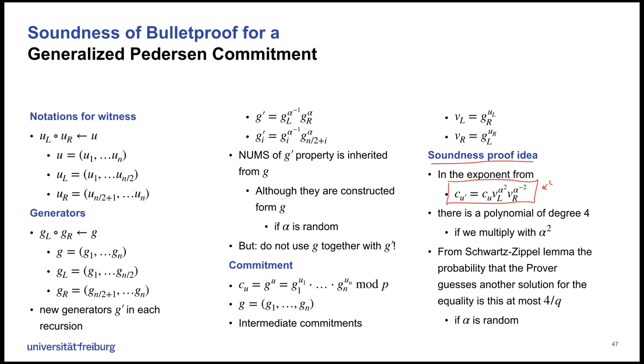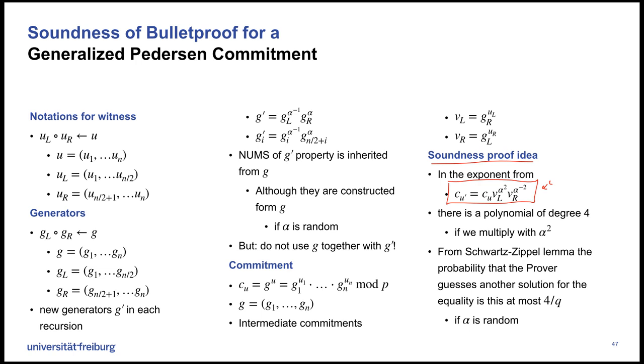Alpha is given by the verifier, or later on we have a hash function doing this for us. So we have a polynomial of degree 4. So this has 4 solutions. There are 4 numbers which fit this description, depending on alpha. Now, we have 4 numbers, so you have 4 chances to guess it correctly.